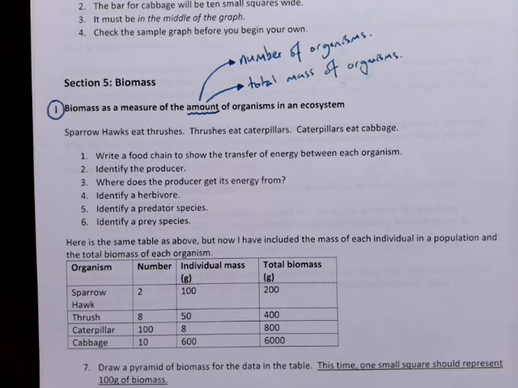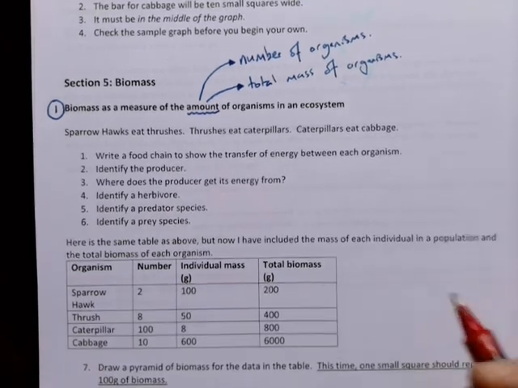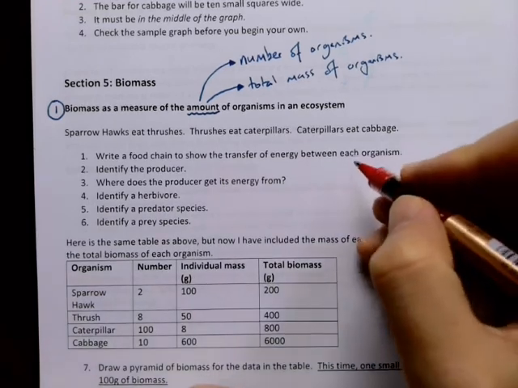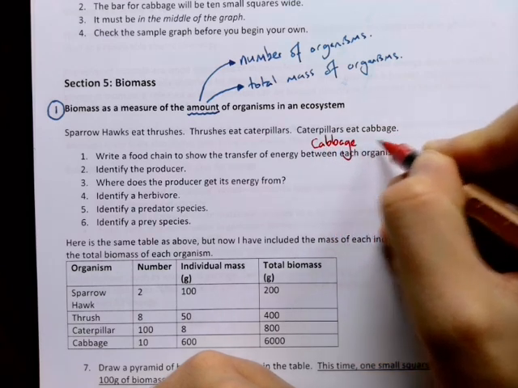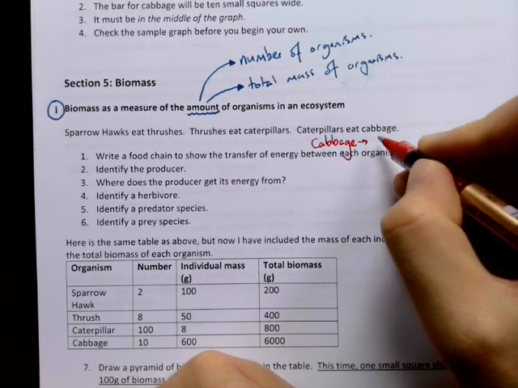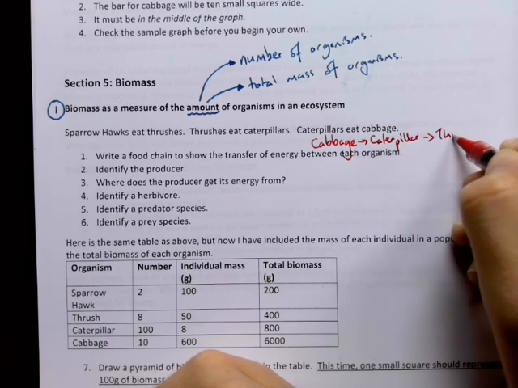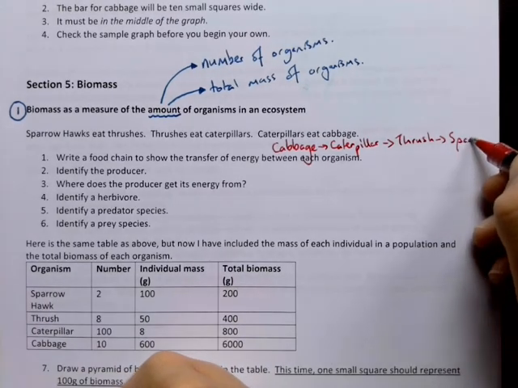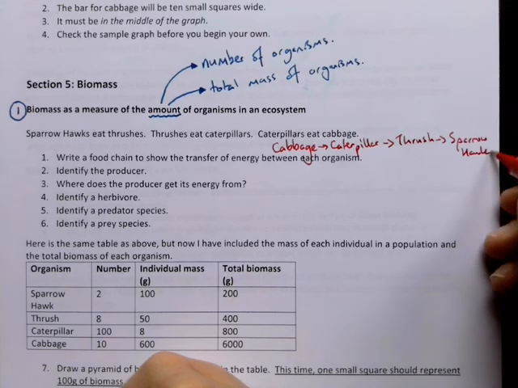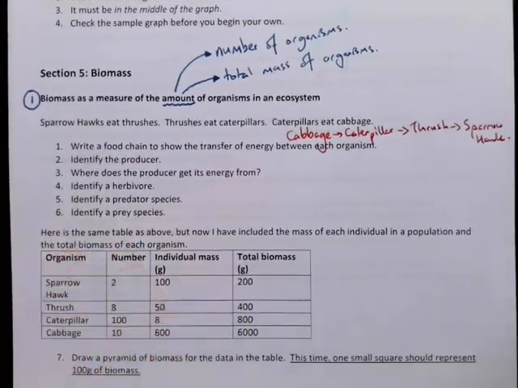Okay, so you should have answered those 6 questions now. If you haven't, go for it, because I'm now going to give you the answers. So, write a food chain to show the transfer of energy between each organism. So it should be cabbage is eaten by caterpillar, is eaten by thrush, is eaten by sparrowhawk. Okay, and you'll notice that this is the same one that we talked about just earlier.